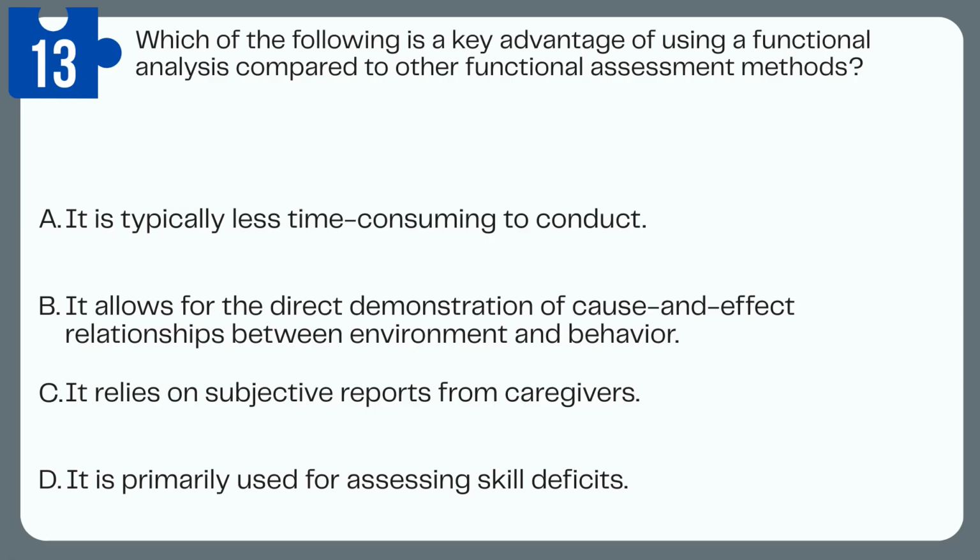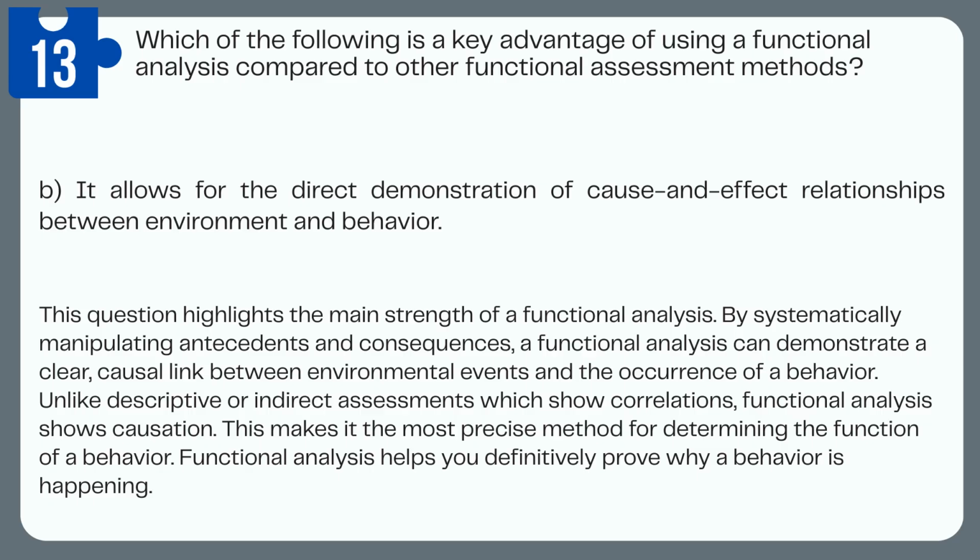Answer: B. It allows for the direct demonstration of cause and effect relationships between environment and behavior. This question highlights the main strength of a functional analysis. By systematically manipulating antecedents and consequences, a functional analysis can demonstrate a clear causal link between environmental events and the occurrence of a behavior. Unlike descriptive or indirect assessments, which show correlations, functional analysis shows causation. This makes it the most precise method for determining the function of a behavior. Functional analysis helps you definitively prove why a behavior is happening.